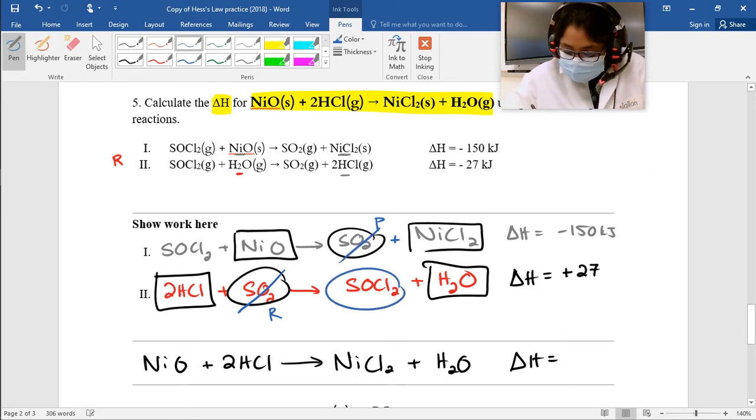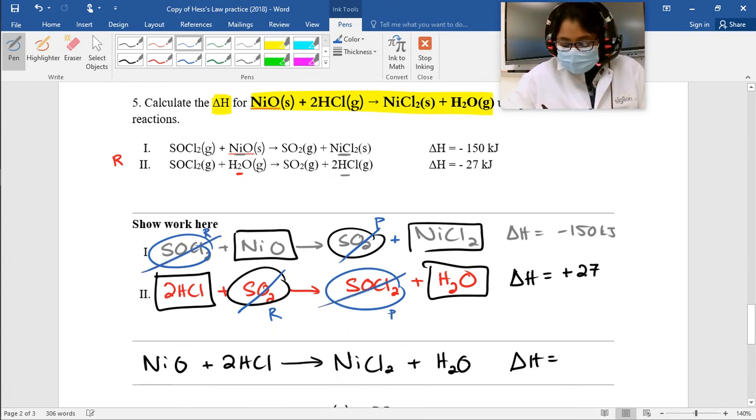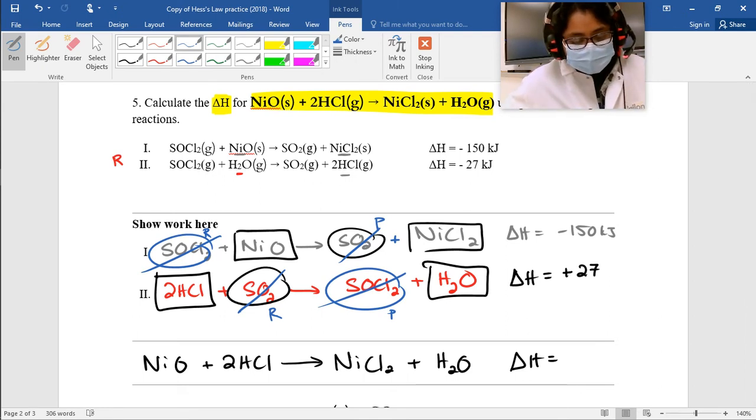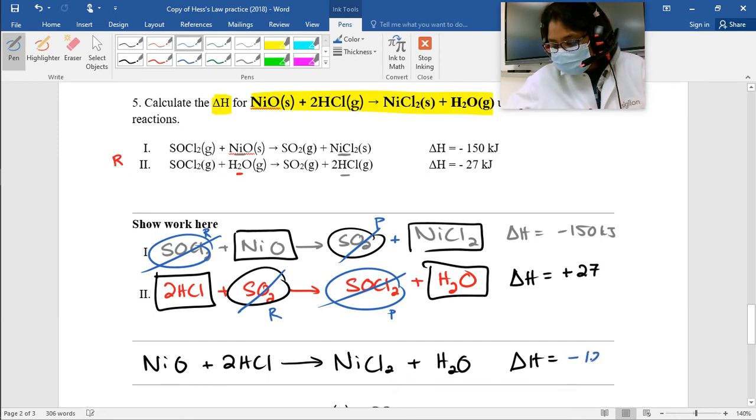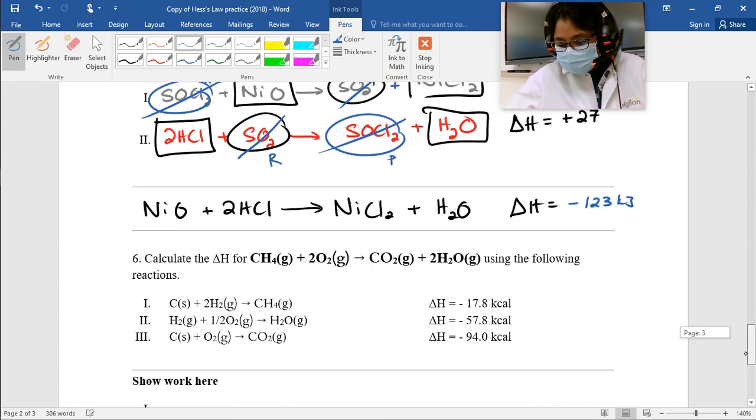And then you have a SOCl2 here and a SOCl2 here. This is on the product side. This is on the reactant side. That cancels out. Okay. So now we have negative 150 plus 27. That gives us negative 123 kilojoules. All right, that's number 5.